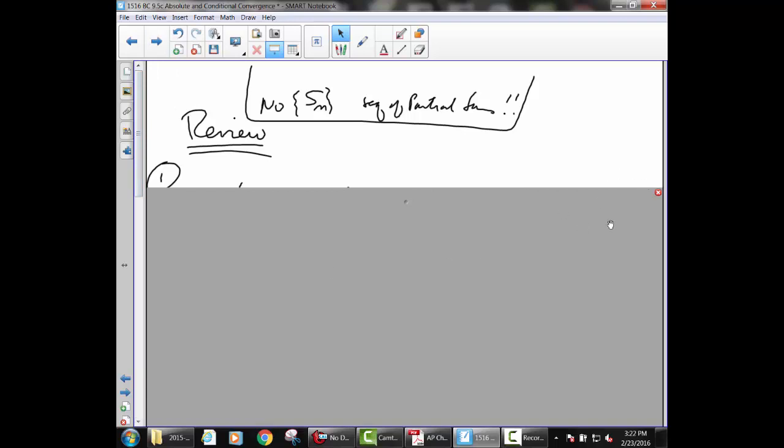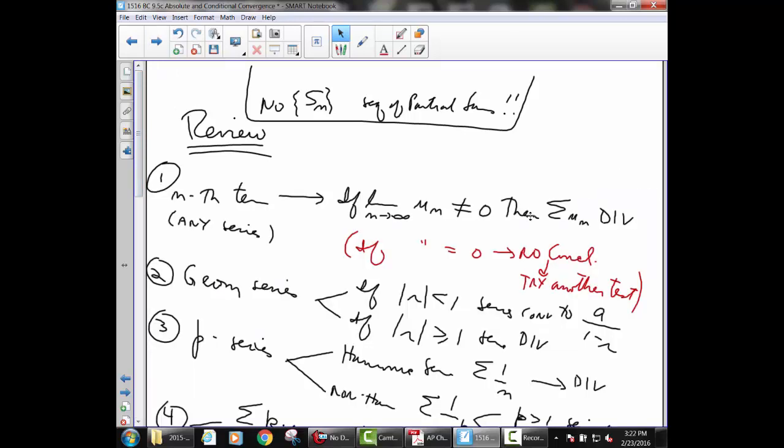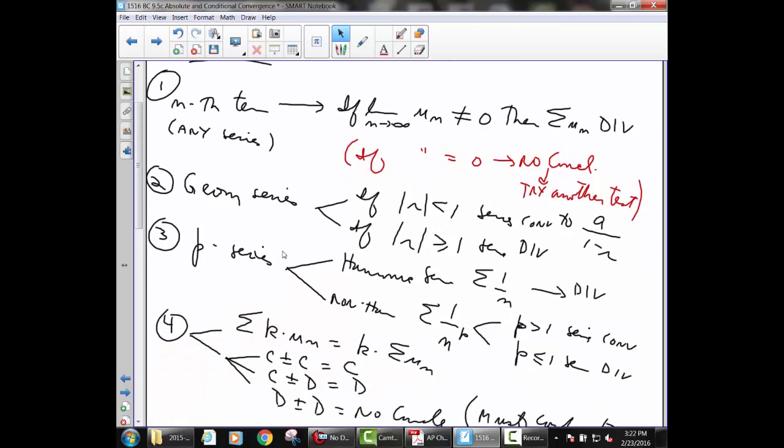So again, our wonderful review of all the things we could have. We could have the nth term test. That works with any series. If the limit as n goes to infinity of u_n is not 0, then the summation of u_n is divergent. If that limit is 0, there's no conclusion. You've got to try another test.